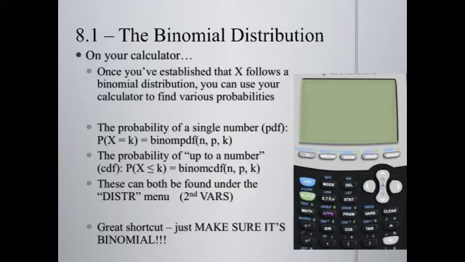And then how I remember to put it in the calculator is N, comma, P, comma, K, or napkin, NPK. And then the same thing for CDF. It's still NPK, napkin: number of observations, probability, and then the number you're trying to find.